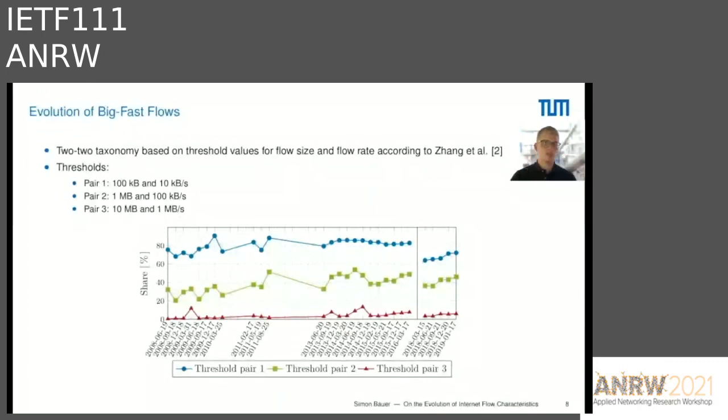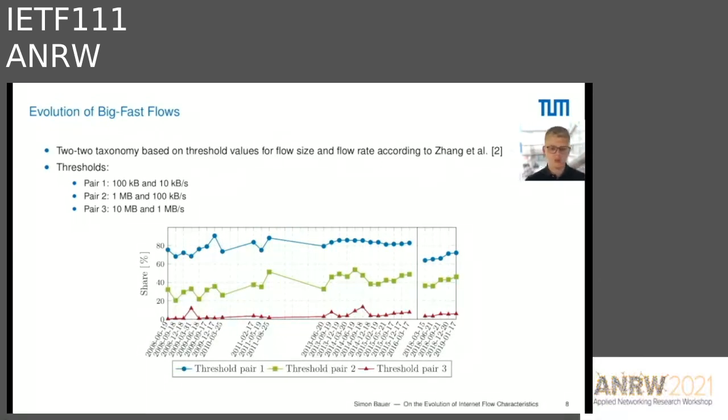Further, we had a look at so-called big fast flows. Zhang et al. introduced a 2-2 taxonomy based on two threshold values to group flows regarding their size and their flow rate. And we had a closer look at the relevance of such big fast flows, which are represented by only a small share of flows, but as we will see, have a large relevance regarding the share of bytes that they transmit. So we defined three threshold pairs.